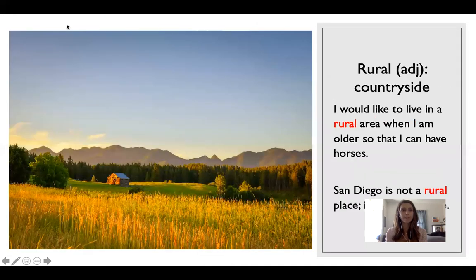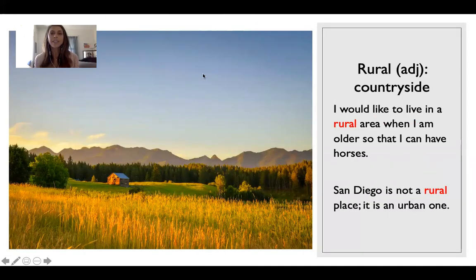Oh, such a beautiful picture. This next word is rural, which is an adjective. This means countryside. I would like to live in a rural area when I'm older so that I can have horses. This is true. San Diego is not a rural place. It's an urban one.